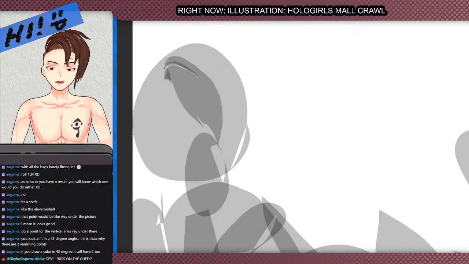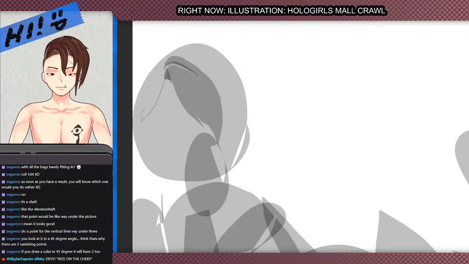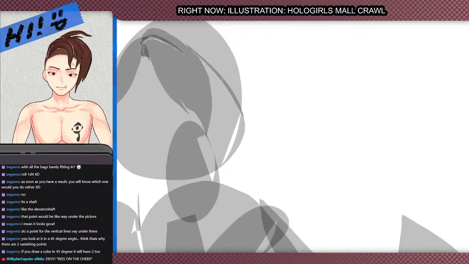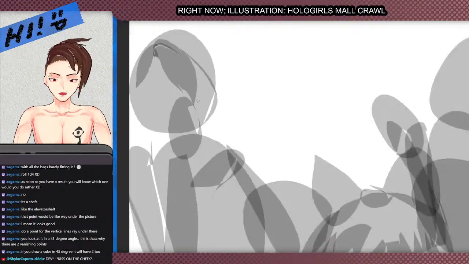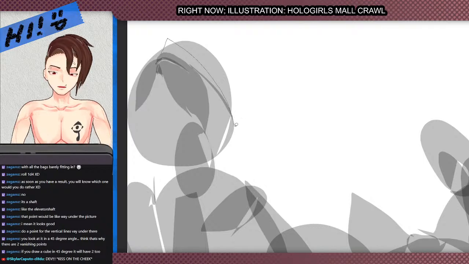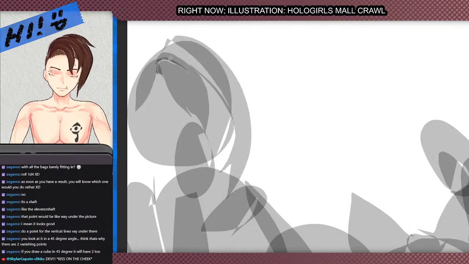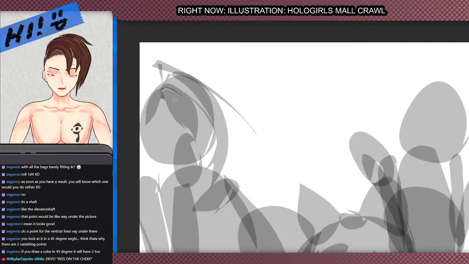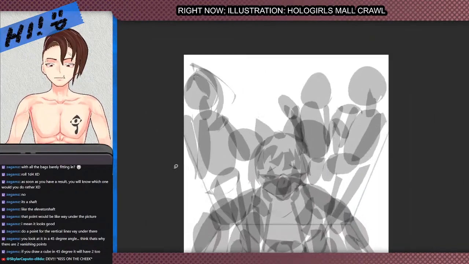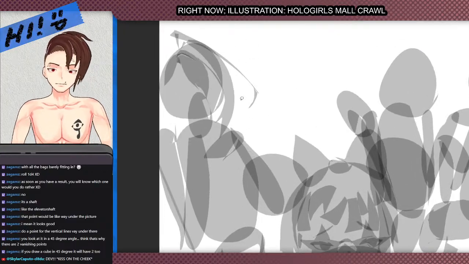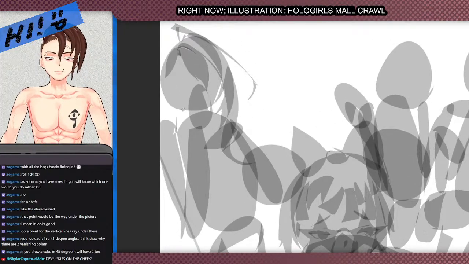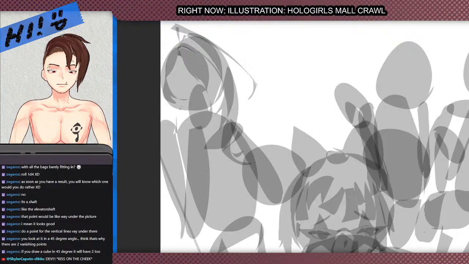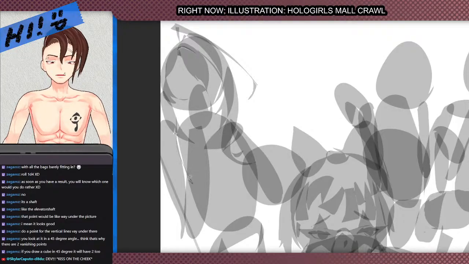Okay, and we're going like this. Now I've noticed how difficult ERB's hairstyle actually is. It has a lot of wild strands and such. Oh, that is interesting.